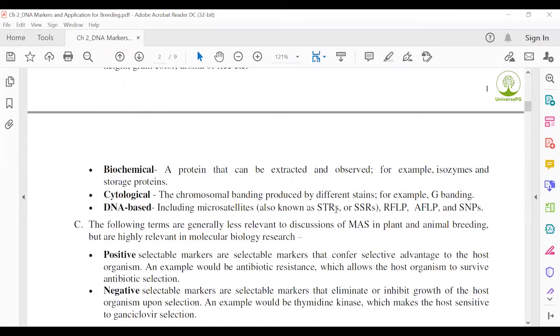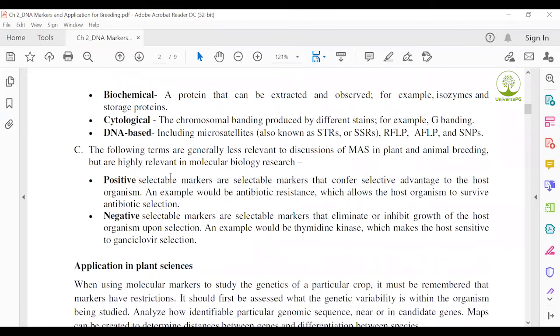DNA based markers: STR, SSR, RFLP, AFLP, SNP, those are DNA based markers. Next, the following terms are generally less relevant to discussions of marker aided selection in plant and animal breeding, but are highly relevant in molecular biology research.